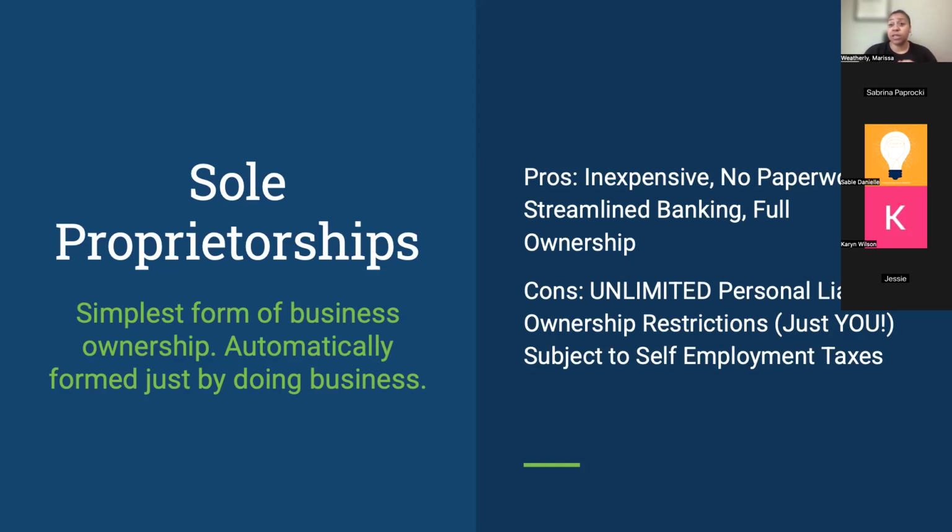But there's some cons with this one. You have unlimited personal liability. So that means it's just you on the line. The other thing is ownership restrictions. It's just you. And you're subject to self-employment taxes.